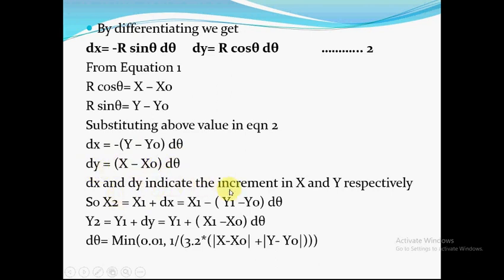dx and dy indicate the increments in x and y respectively. So x2 = x1 + dx = x1 minus (y1 minus y0) d theta, and y2 = y1 + dy = y1 + (x1 minus x0) d theta. Now d theta is the minimum value you have to consider here, from 0.01 or 1 by 3.2 multiplied with (x minus x0) plus (y minus y0).